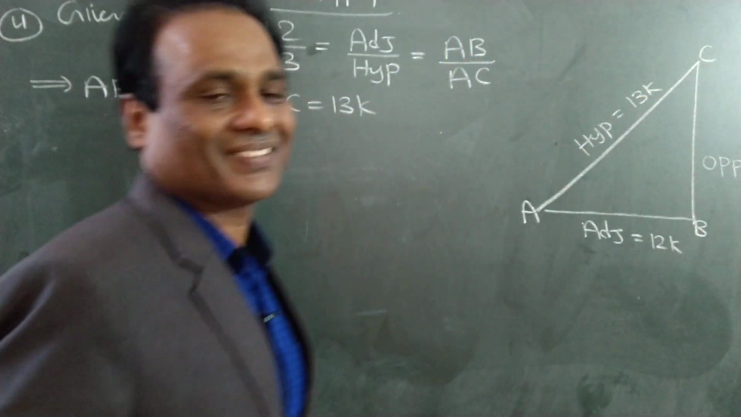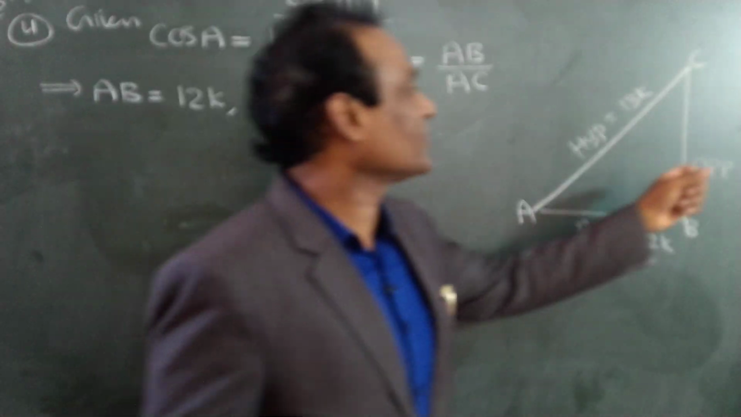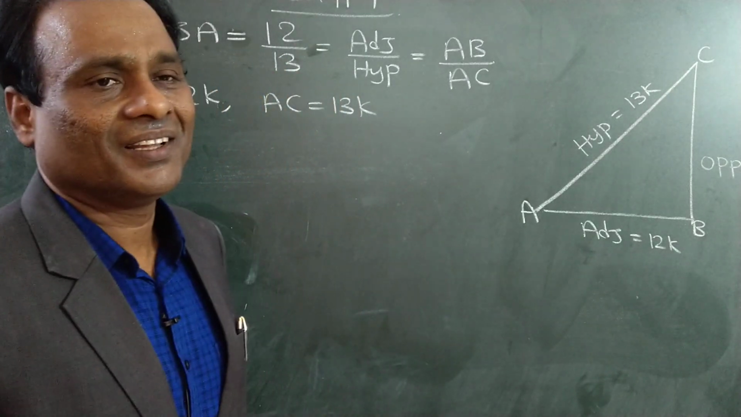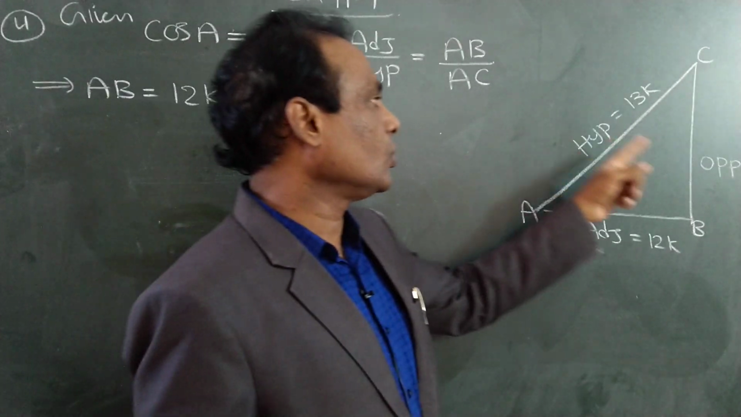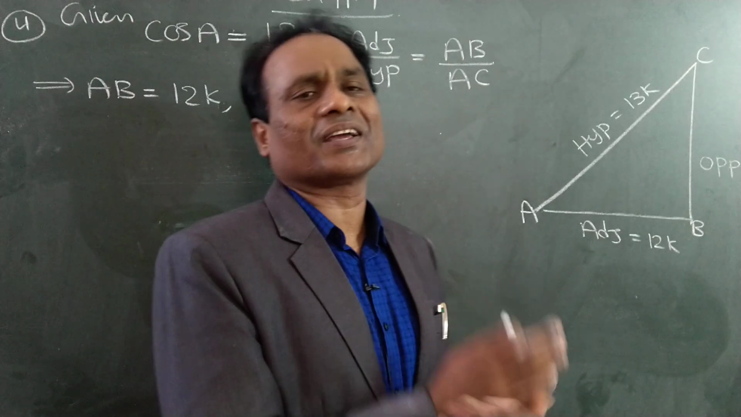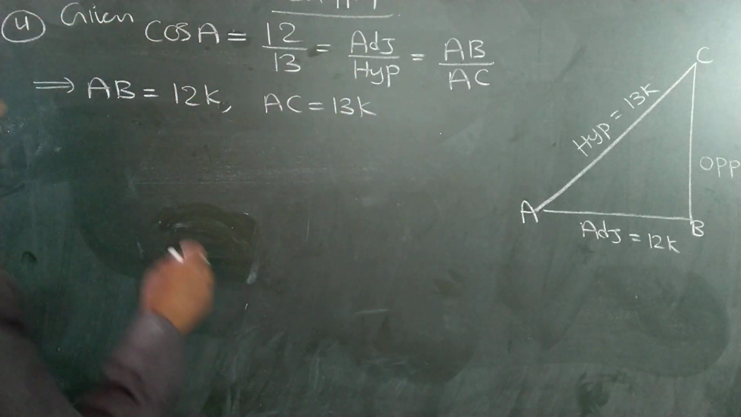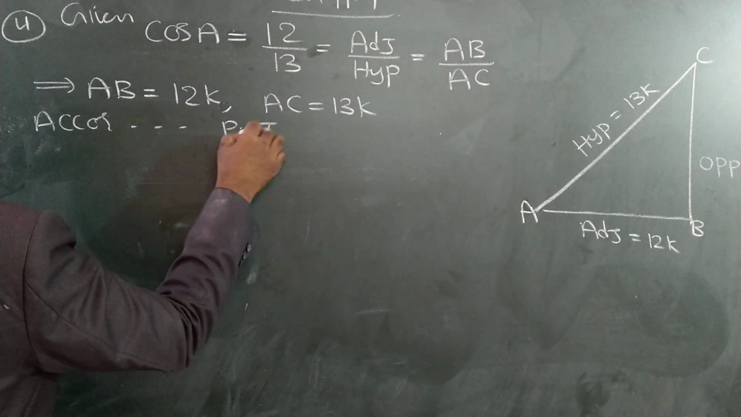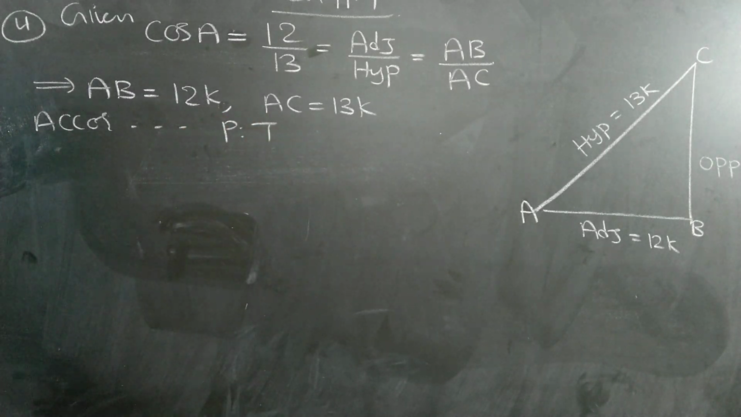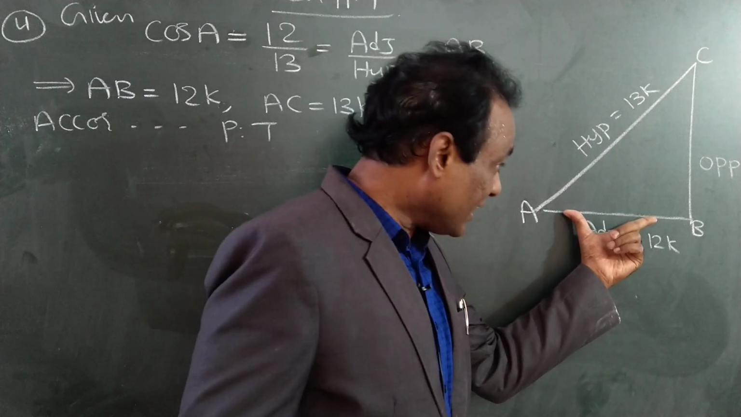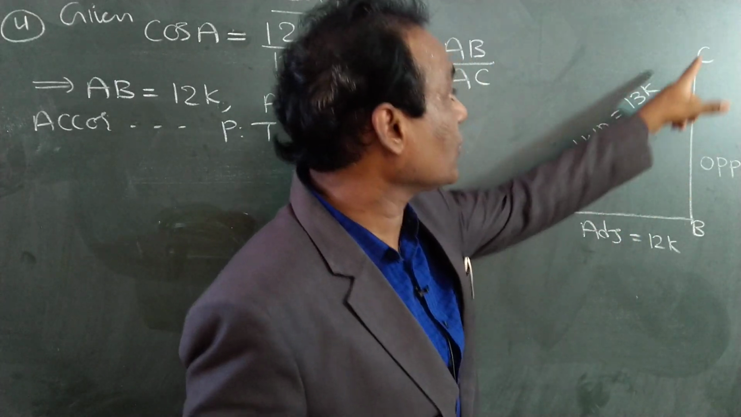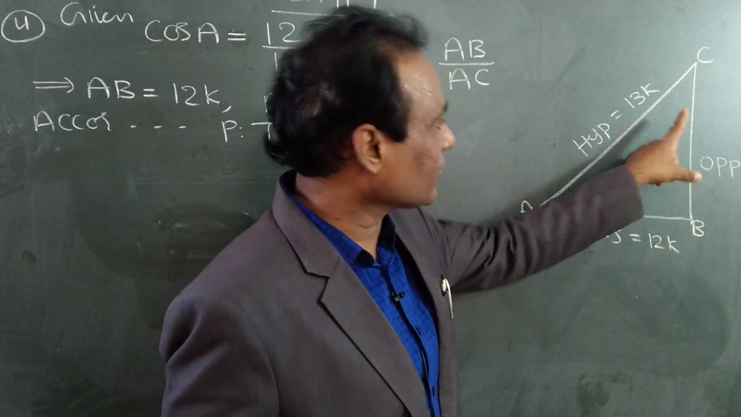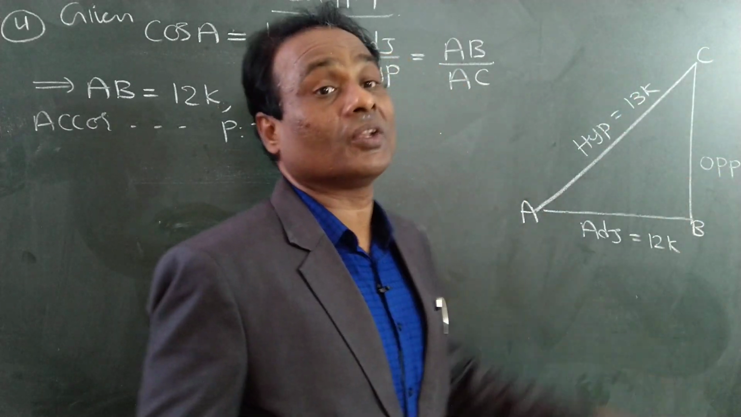We got two sides. What about this? We have to find this third side. If two sides are known, to find the third side, we have the Pythagoras theorem. According to Pythagoras theorem, you write in full. What is the Pythagoras theorem? Side square plus side square is equal to bigger side square. Adjacent side square plus opposite side square is equal to hypotenuse square.